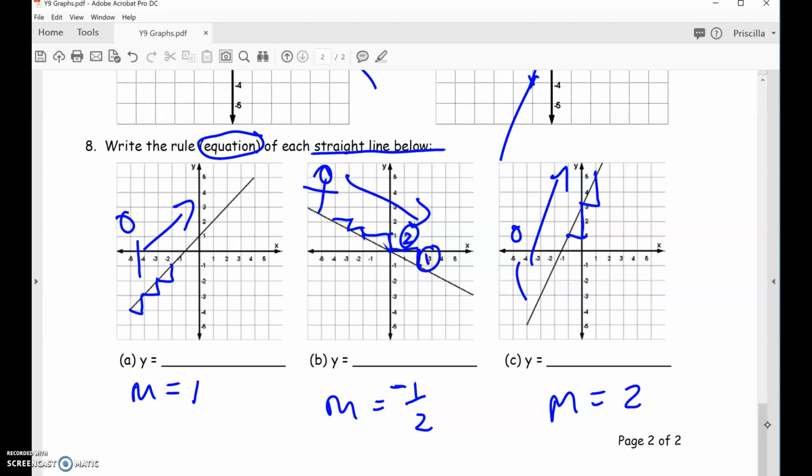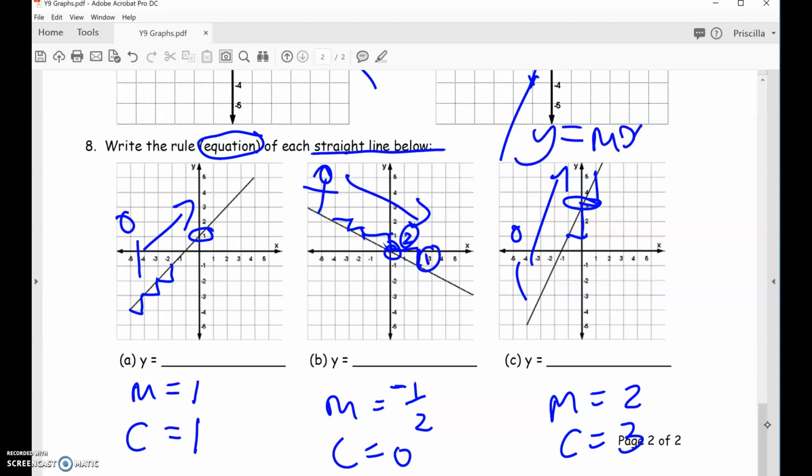I've checked that. Now I need to find out what the c is. The c is the y-intercept, so c equals 1. Here, c equals 0. And here, c equals 3. And remember, y equals mx plus c. Relationship between x and y. x is a variable, takes on lots of values. y is a variable, takes on the values depending on what x is.